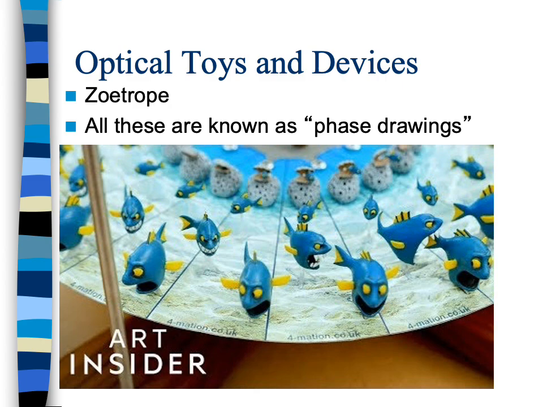So here's a zoetrope that is a 3D one. All these things are known as phase drawings because they're basically drawings. The zoetrope, the phenakistoscope, and the thaumatrope are all drawings. Now this one, this is kind of cool. This is a modern day 3D. So let's take a look at this video.